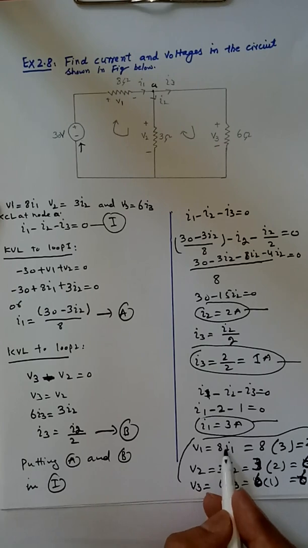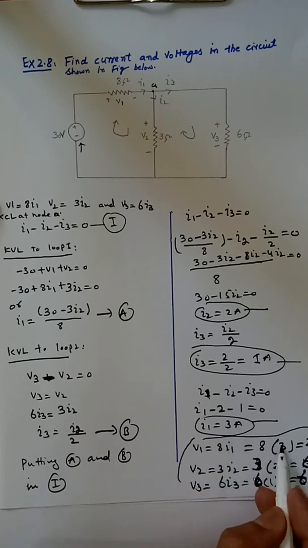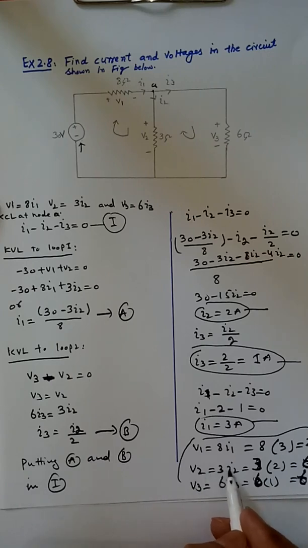As we know, V1 is equal to 8 I1, and I1 is 3 ampere, so 24 volt. V2 is equal to 3 I2, and I2 is 2 ampere, so after putting the value of I2, you get 6 volt. V3 is equal to 6 I3, and I3 is 1, so after putting the value of I3, V3 is 6 volt.